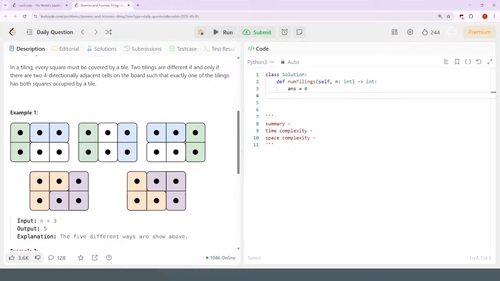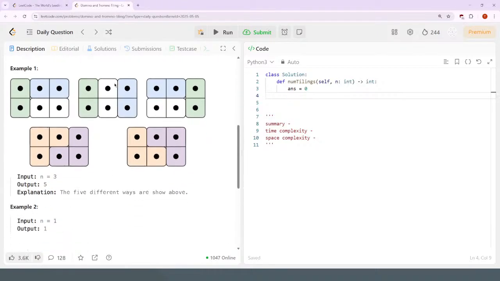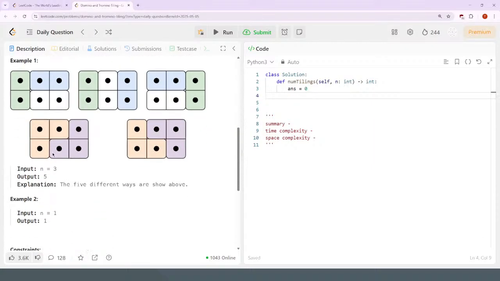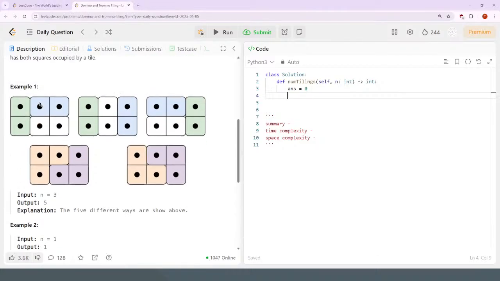Okay, how to do this. So it's the number of ways you can tile a 2 x n. Oh, it's a 2 x n. It's not even like an n by n. Okay, well that's really, really simple then, I think.